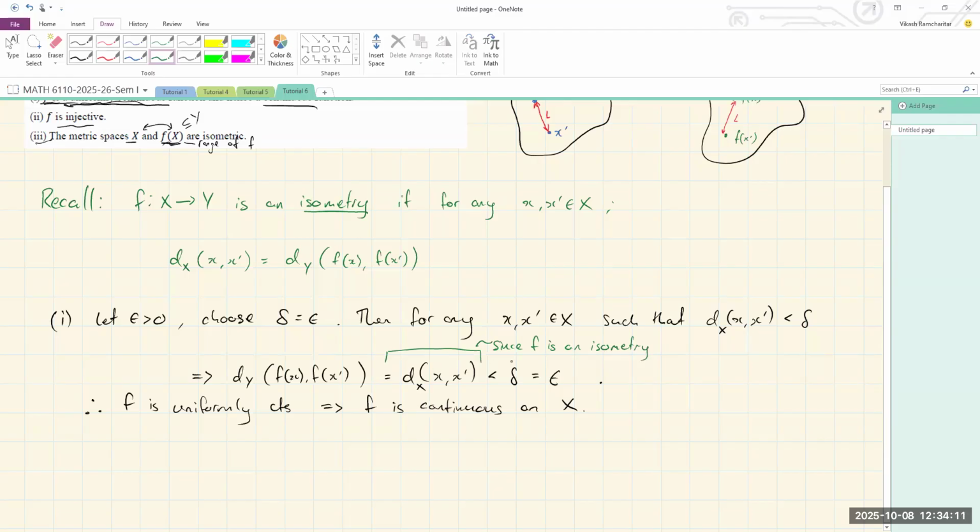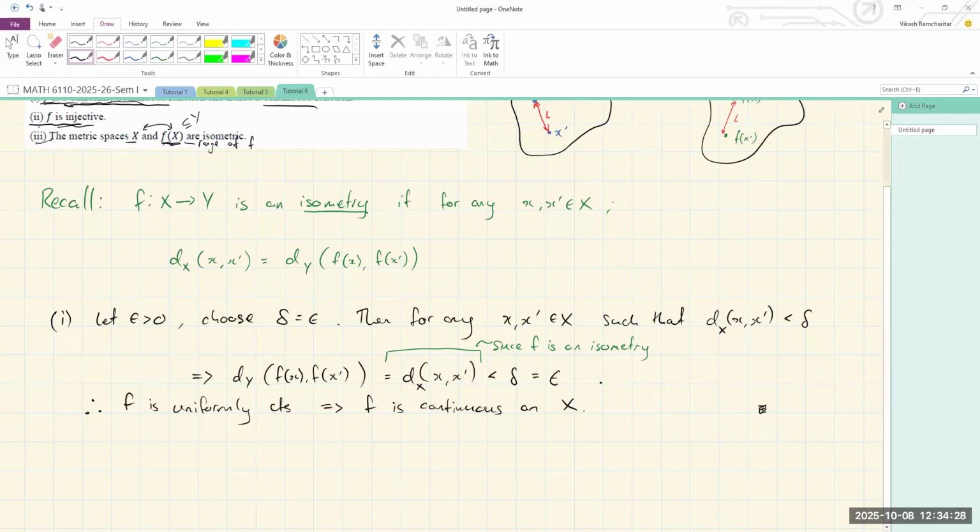Okay, that's the link between these two. That's why I could put equal there. Okay, so that's the first one. So let's move on to the second one.